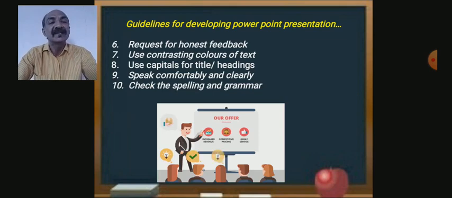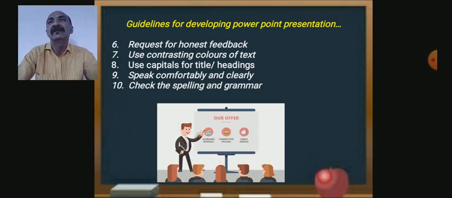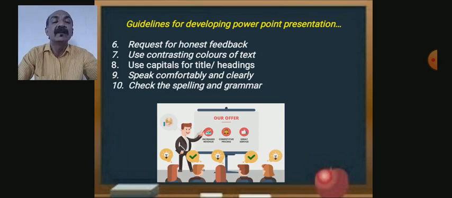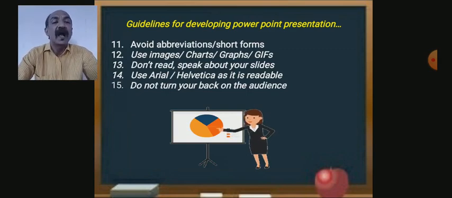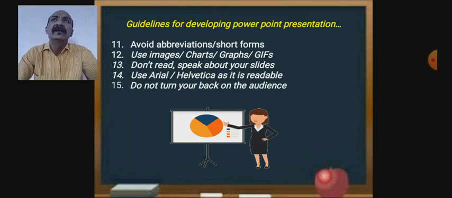Tenth point is that check the spellings and grammar. There should not be grammatical mistakes in your presentation, otherwise your audience will concentrate on that particular point and go away from your main point. Then next point is that avoid abbreviations or short forms. Yes, because it is not expected that every audience knows these abbreviations or short forms, so you should avoid that kind of method.